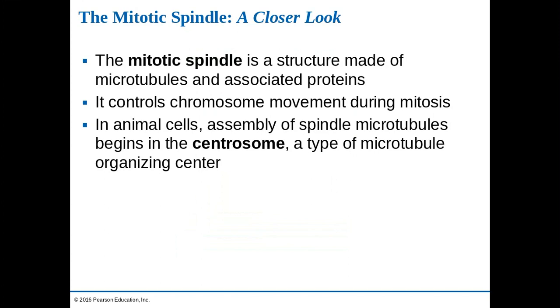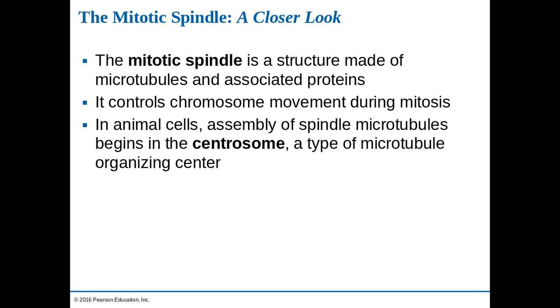Now we're going to talk a little bit more about the spindle. So the spindle, those thin fibers that you saw pulling the chromosomes apart, is a structure made of microtubules and proteins, and they are really special because they're the ones that are controlling the movement of the chromosomes. And those are very important because, as you can imagine, if the chromosomes don't get pulled apart properly, you're going to have messed up DNA and you won't get those identical cells.